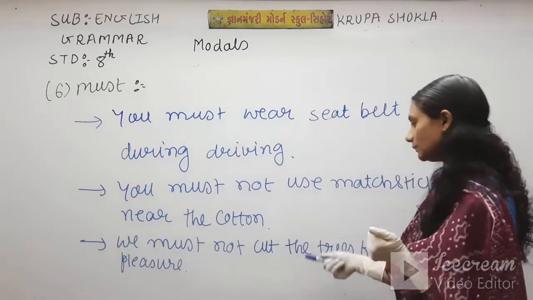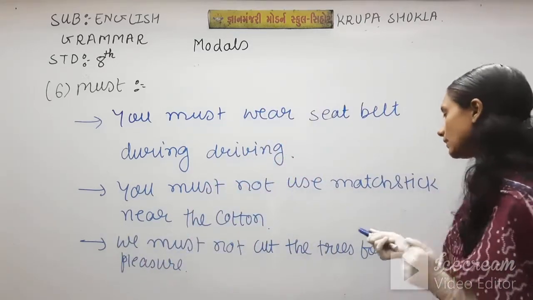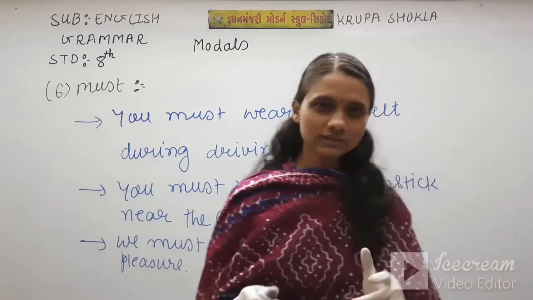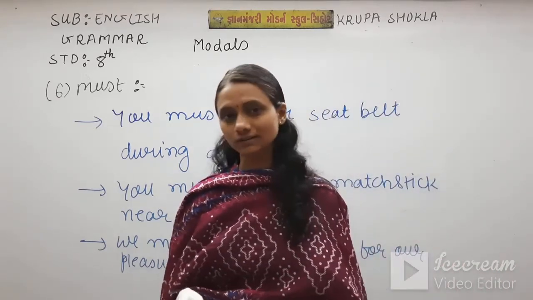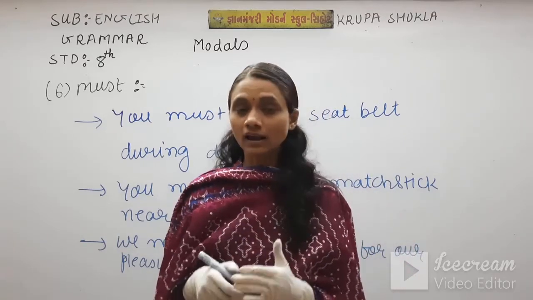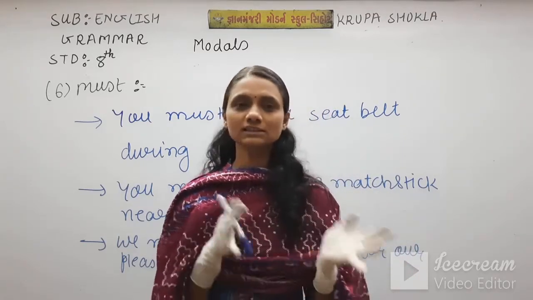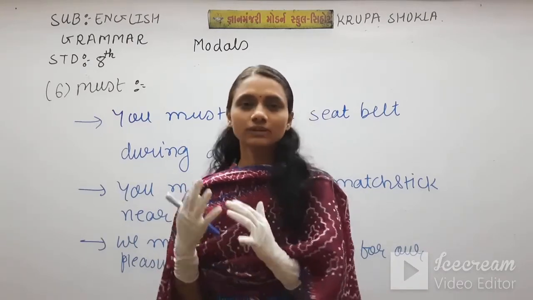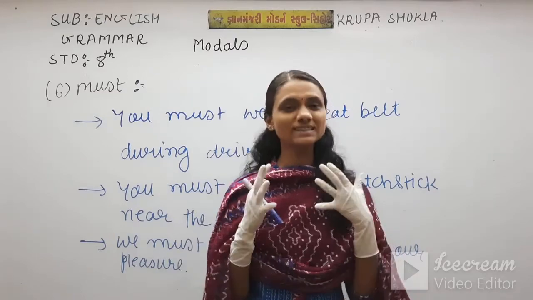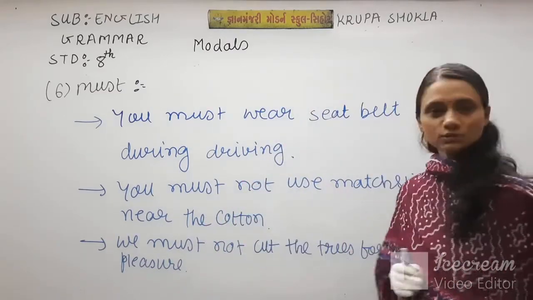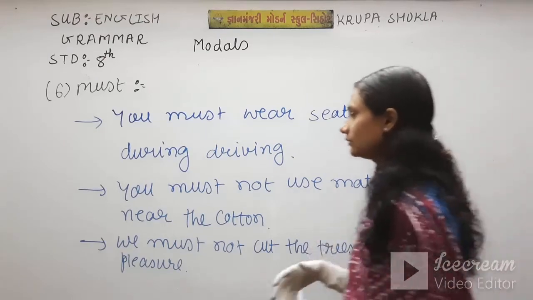So thirdly, we must not cut the trees for our pleasure. Just for the sake of our pleasure, we must not cut the trees. Otherwise, it will be dangerous for the atmosphere, and once the atmosphere is disturbed, the whole earth, the whole universe will be disturbed. So we must not cut the trees for our pleasure. So these are the examples of must, students. Please note down this.